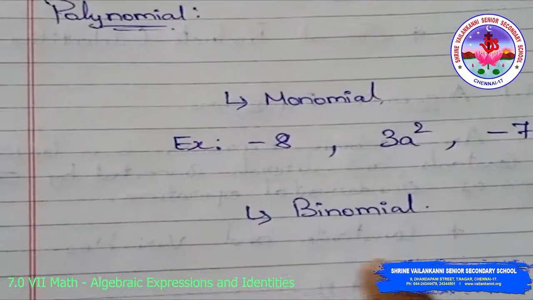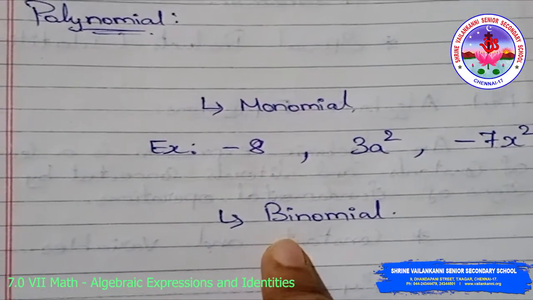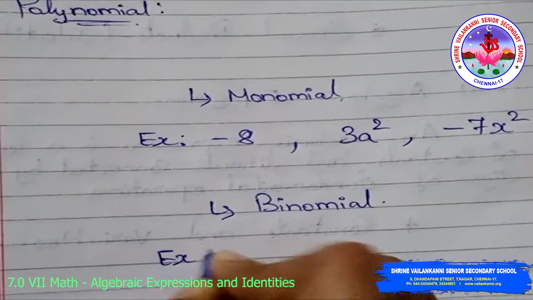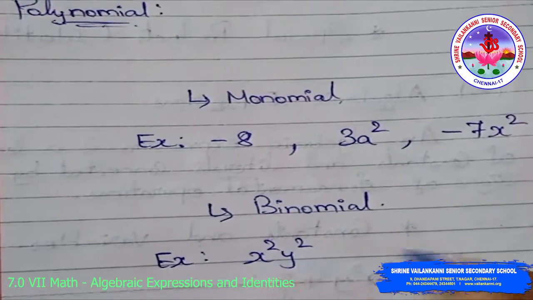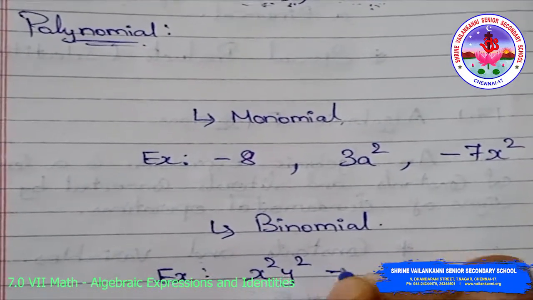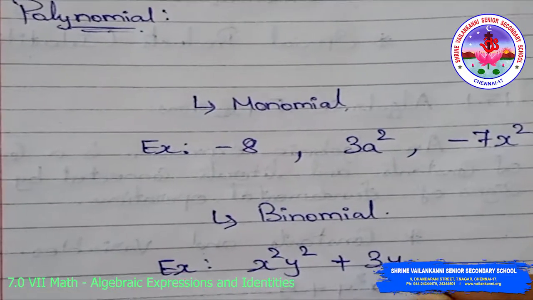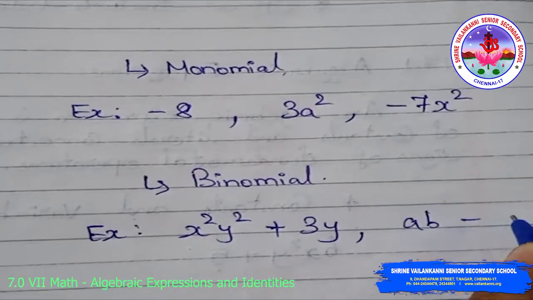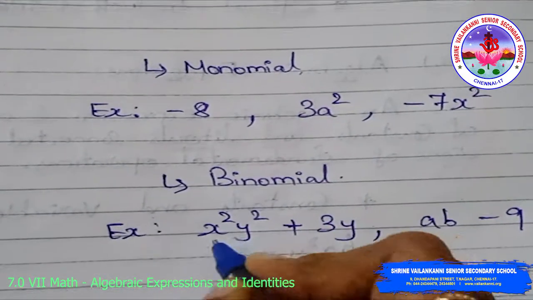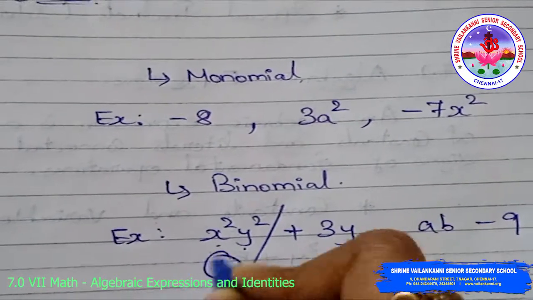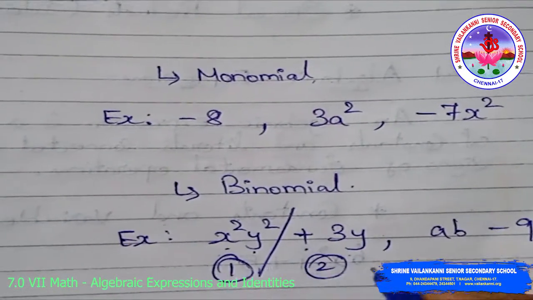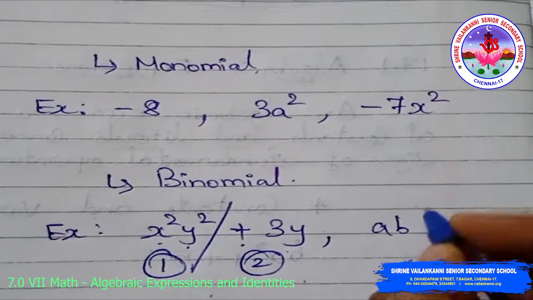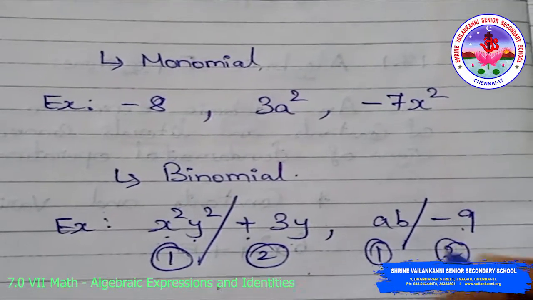The next one is binomial. An algebraic expression containing two terms is a binomial. For example, x squared y squared plus 3y, comma, ab minus 9. Here x squared y squared is one term, positive 3y is a second term. So a binomial has two terms. The next example, ab minus 9: ab is one term, negative 9 is a second term.